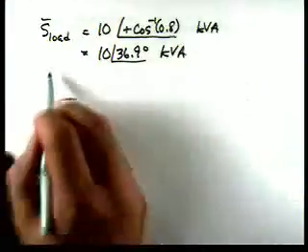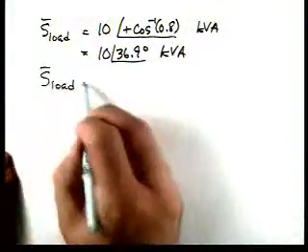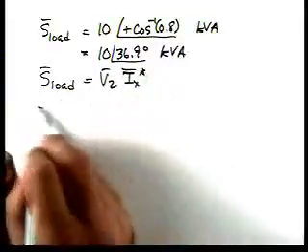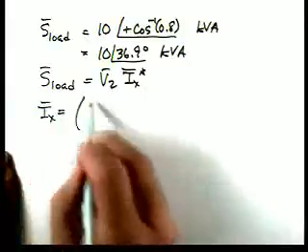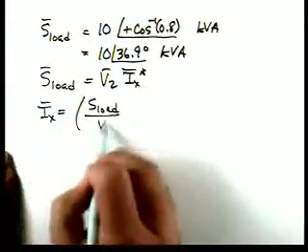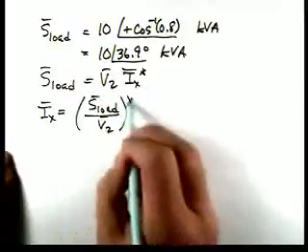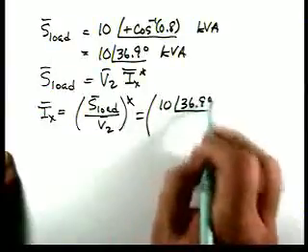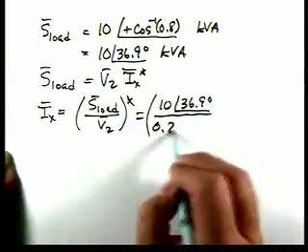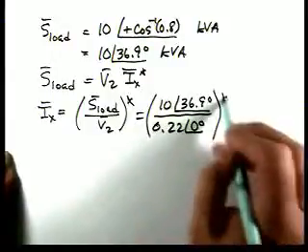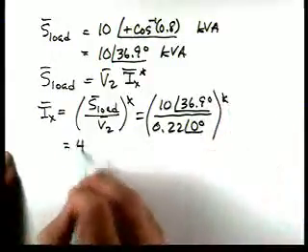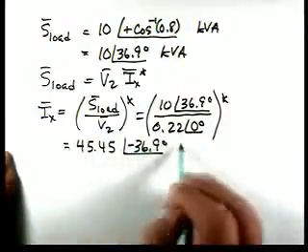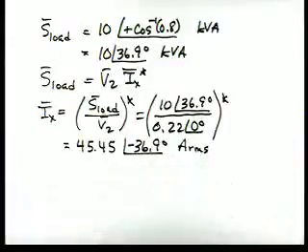Now, S load from our diagram is V2 Ix conjugate. So we can solve for Ix: it's S load over V2, and then take the conjugate. So we have 10 at an angle of 36.9, that's kVA, and I'm going to put the voltage in kV. So Ix is 45.45 at an angle of minus 36.9 degrees amps RMS.